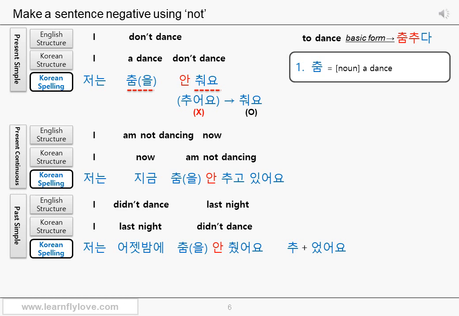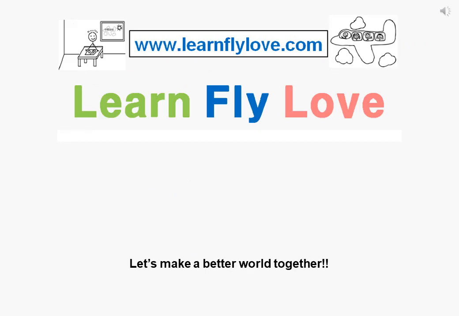Okay, great. This is the end of lesson 4 part 10. Let's talk about the predicates that already contain negative meaning in them in the next lesson.